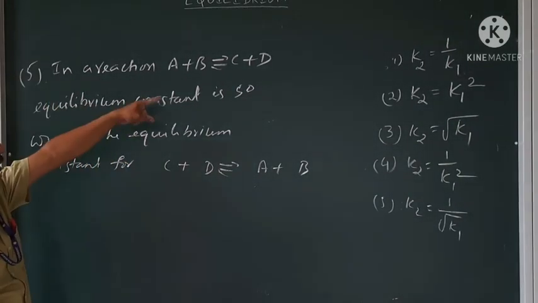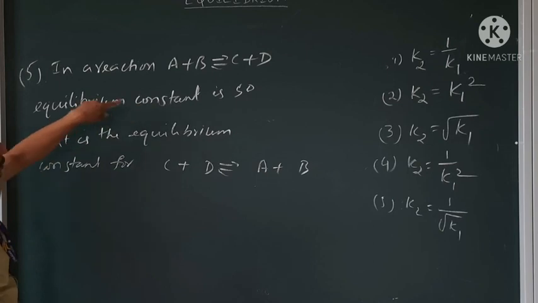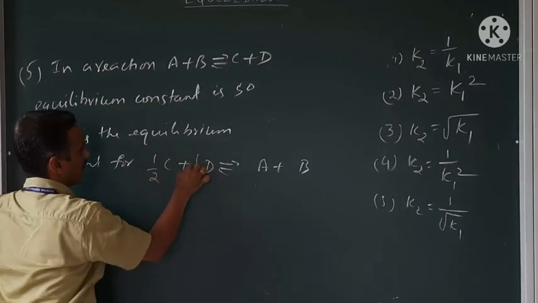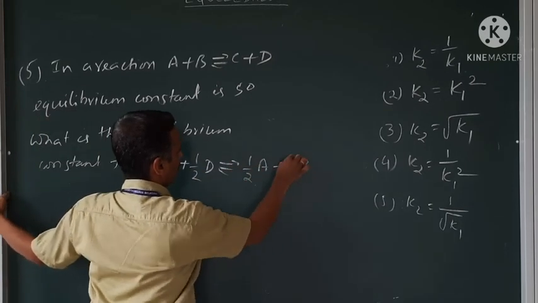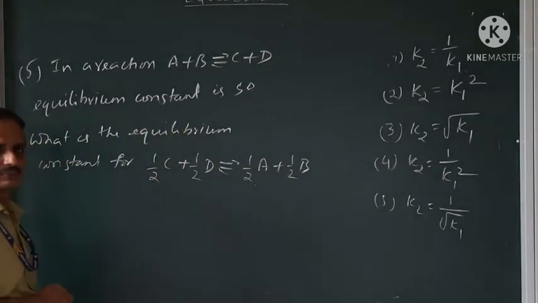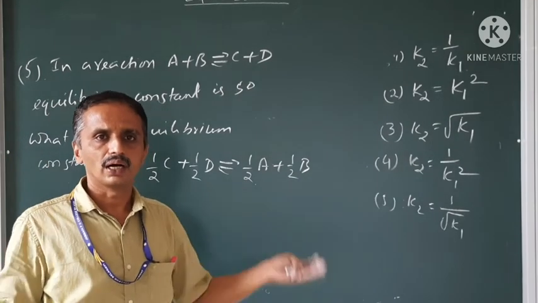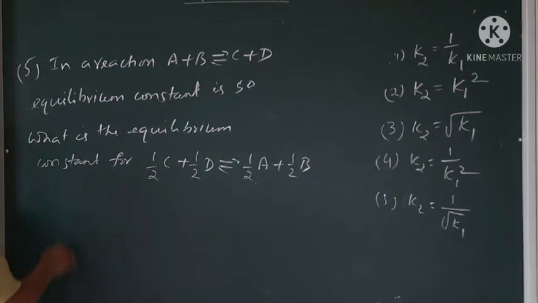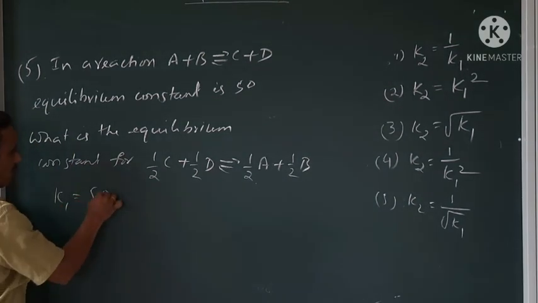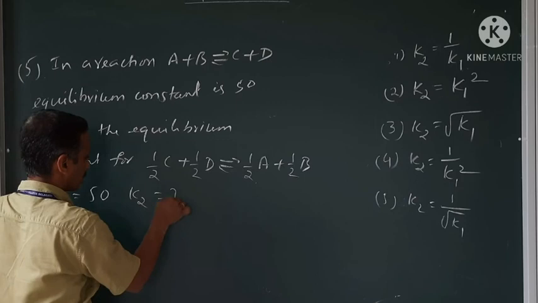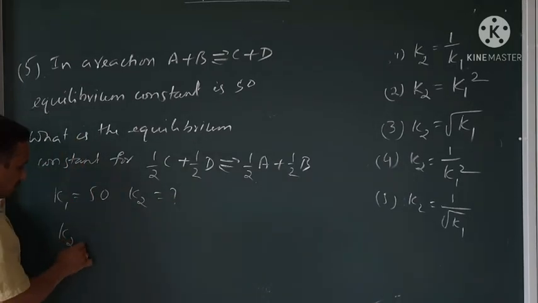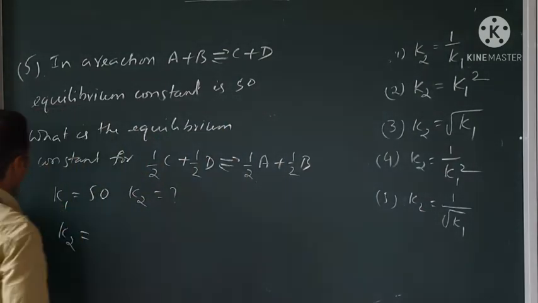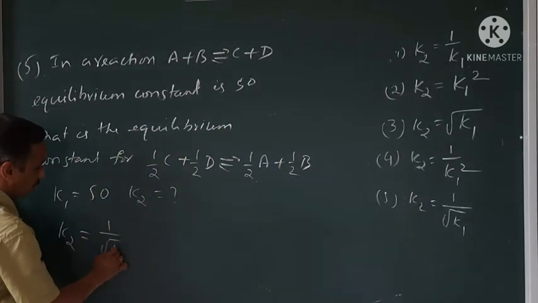In a reaction A plus B giving C plus D, the equilibrium constant is 50. What is the equilibrium constant for half C, half D giving half A and half B? What I did? I reversed the reaction and I made the concentration half. So K1 is equal to 50, K2 you have to calculate, and the relation, which one is it? I have used this: K2 is equal to 1 over square root of K1.